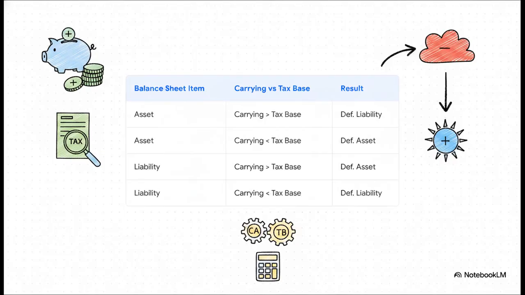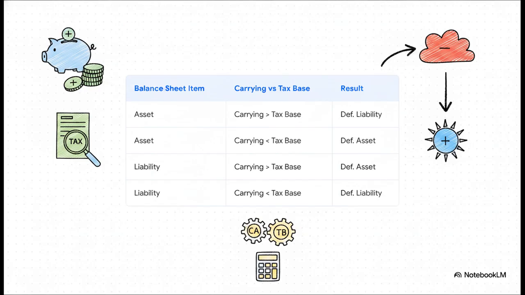Now, at the end of every reporting period, accountants have to recalculate these items. They do this by comparing the balance sheet carrying amounts to the respective tax bases. It's a neat mathematical relationship. If an asset's carrying amount is greater than its tax base, you get a deferred tax liability. If the asset's carrying amount is less than its tax base, you get a deferred tax asset.